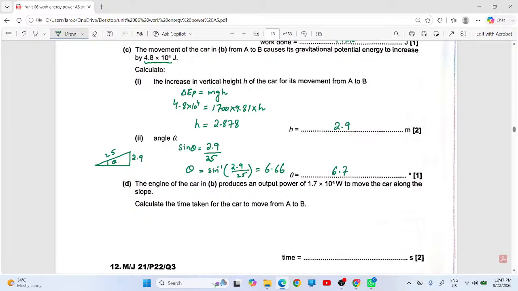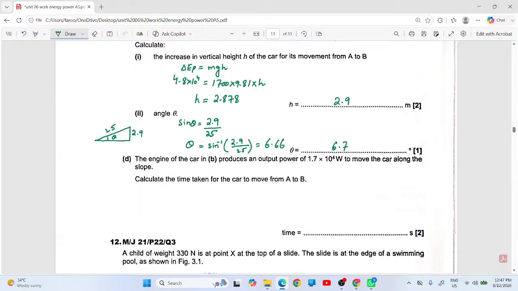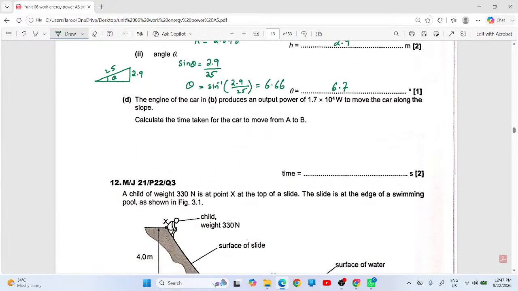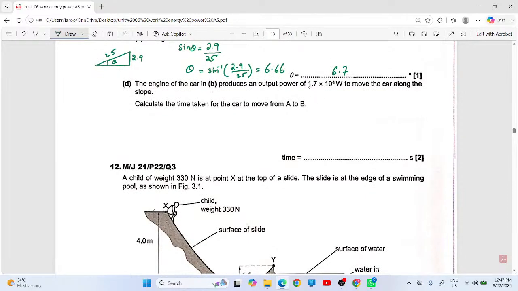Next, the engine of the car at B produces output power. To move the car along the slope, calculate the time taken for the car to move. You have to find the time taken.